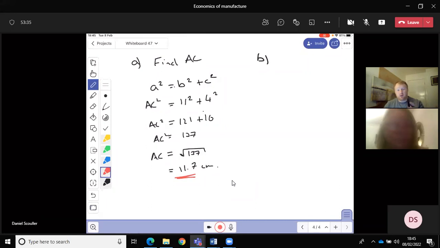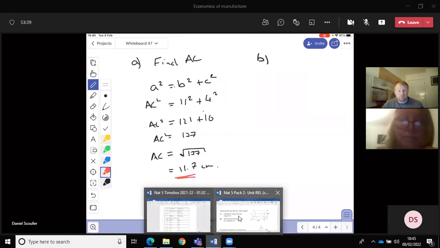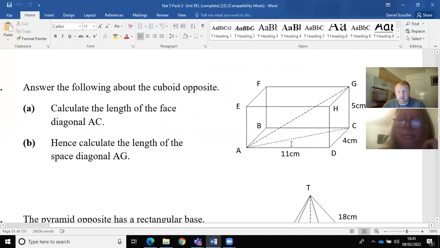Okay, so we need to use that now. If we look back at that question, we've worked out that length. Now the second part of it is working out AG. So that's the second part of that question.